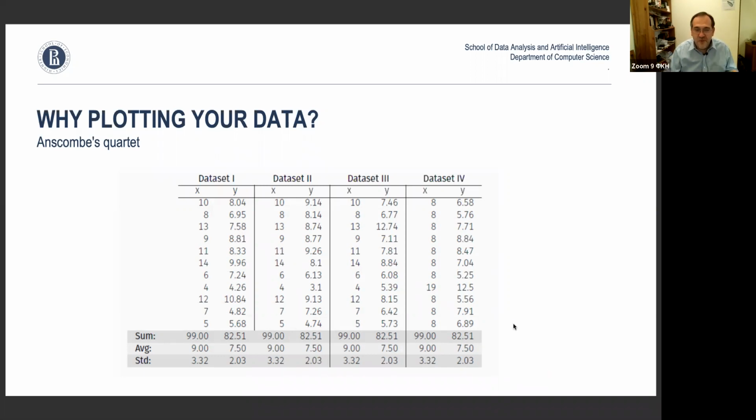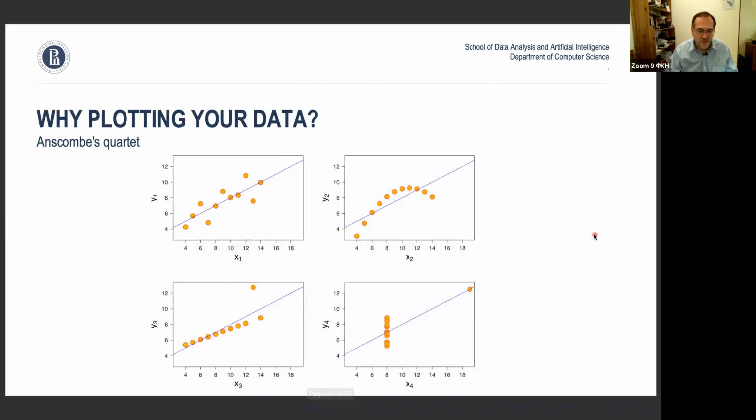But again, remember that this was designed specifically, right? So there's a catch, of course, here. And here's the catch. So these are those 4 data sets. So that is the answer why you need to plot your data.